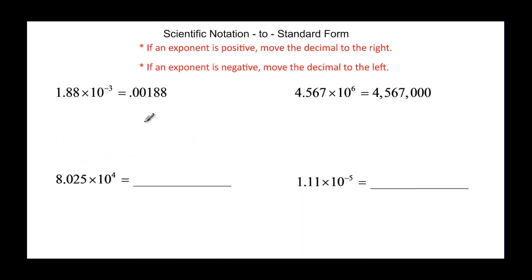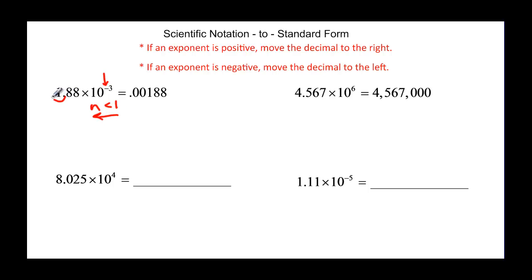Now let's go from scientific to standard form. Again, let's look at a real example. We have this number 1.88, and then it says times 10 to the negative 3. So this means that our number is going to be less than 1 because we have this negative exponent. To make this number less than 1, I'm going to have to move it to the left.